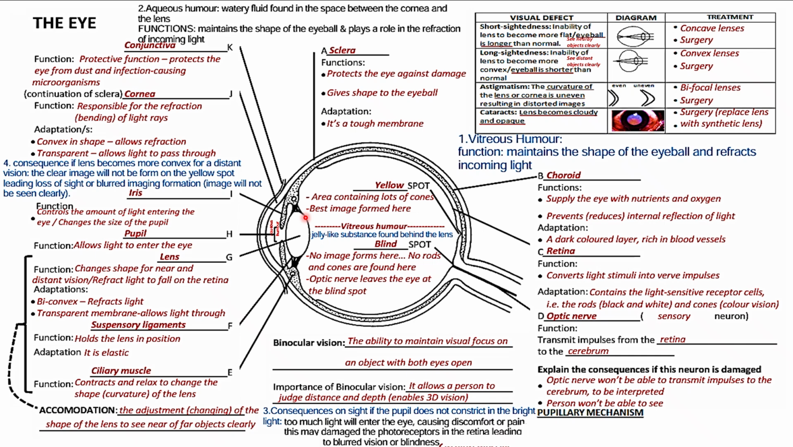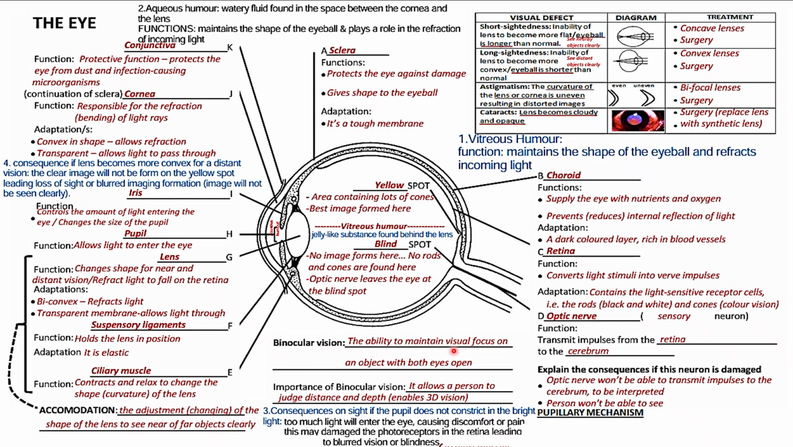So we have covered almost the entire part of the eye, and we have looked at the various components and how they function. So as we move forward, let us look at this term here, binocular vision. What is the definition of binocular vision?